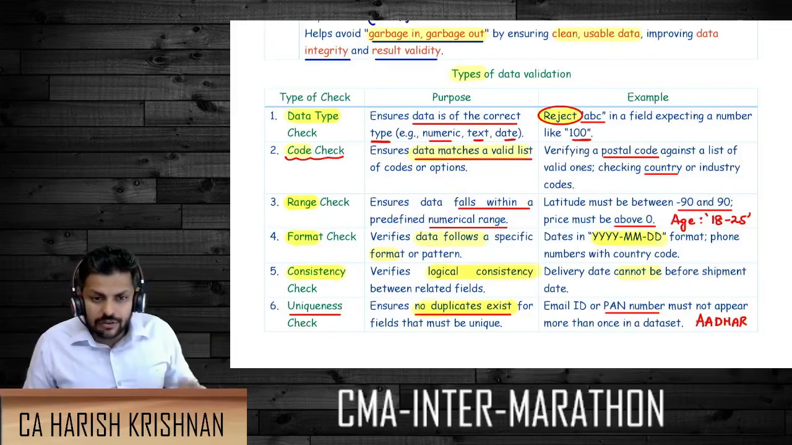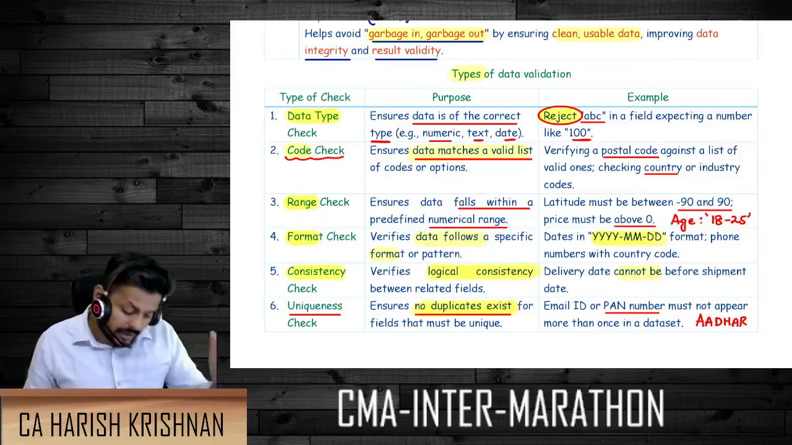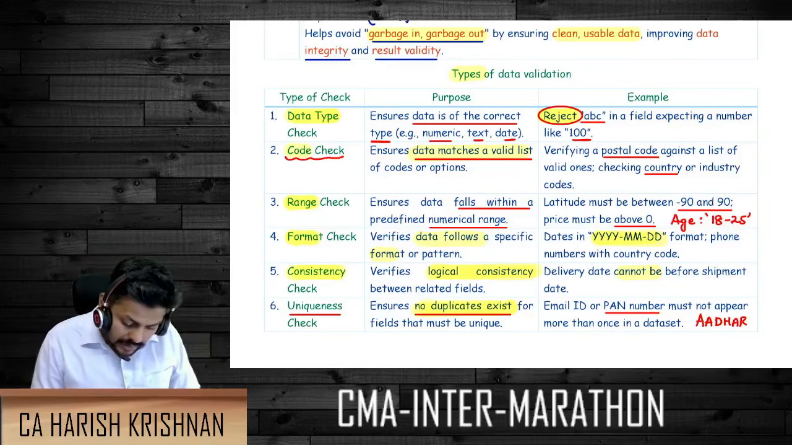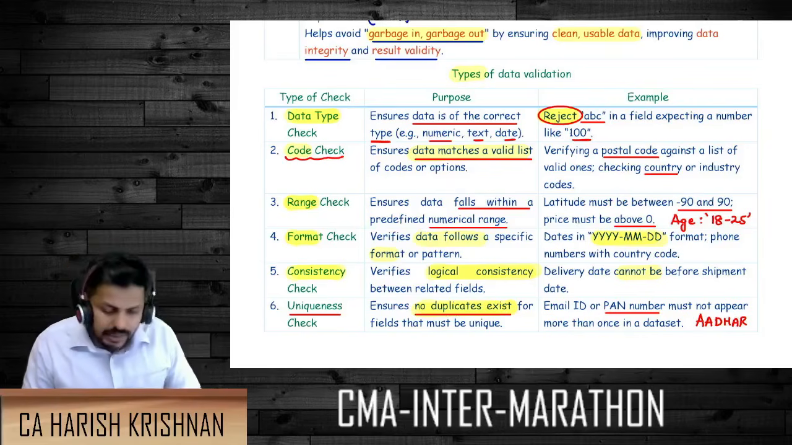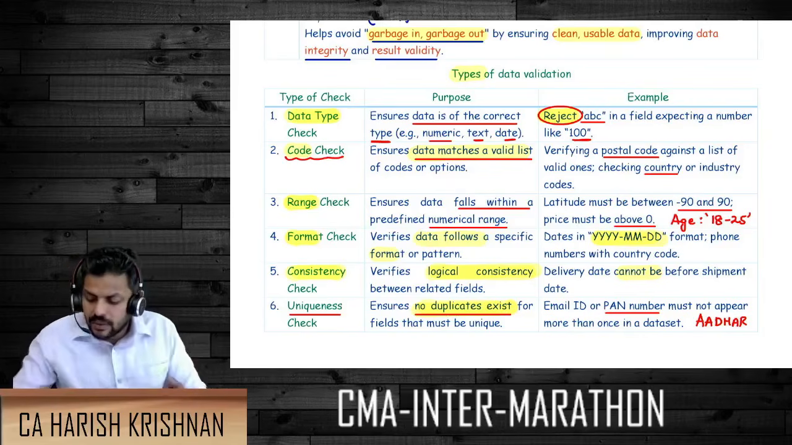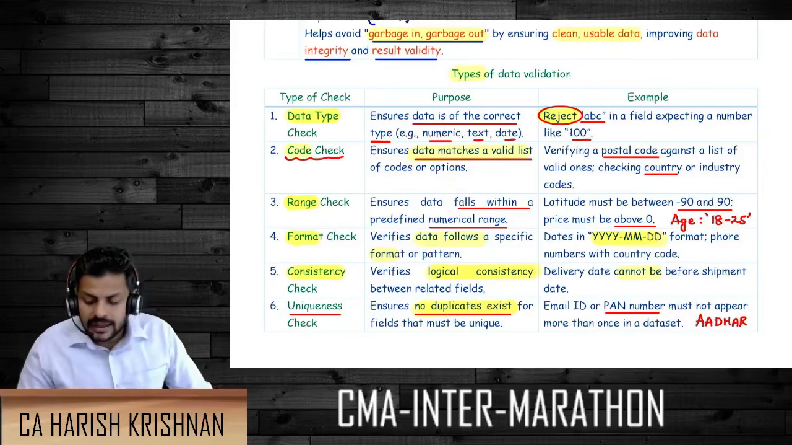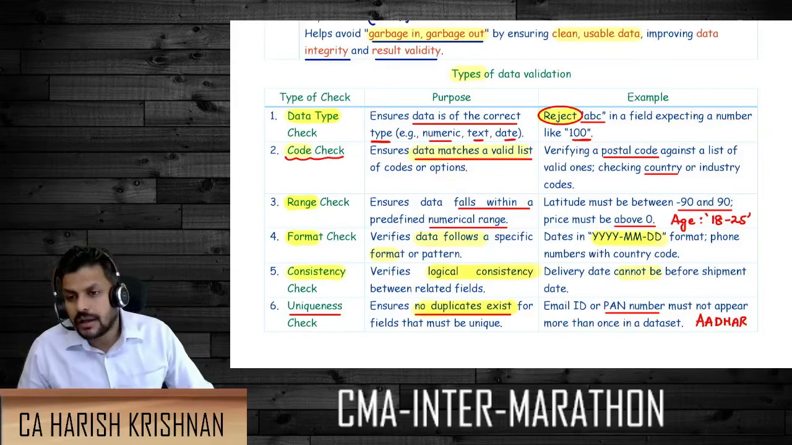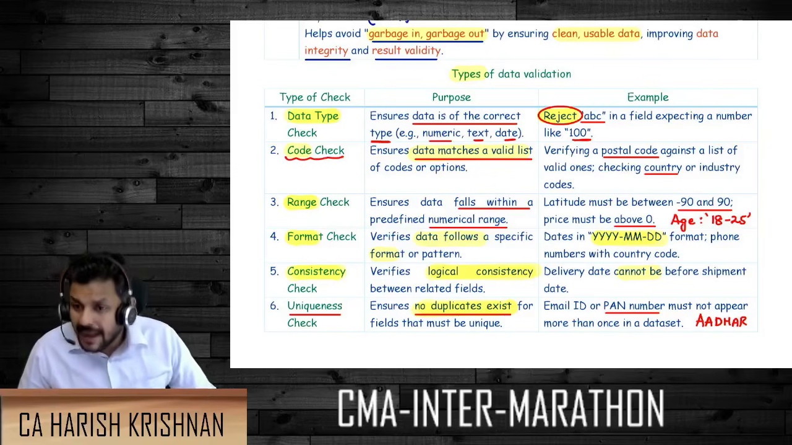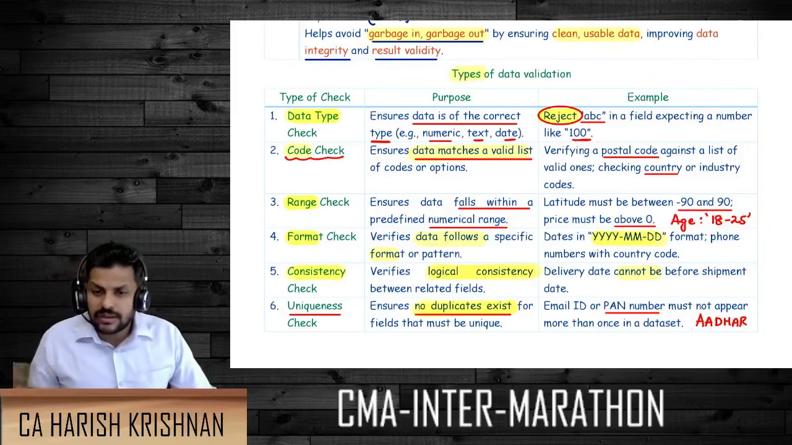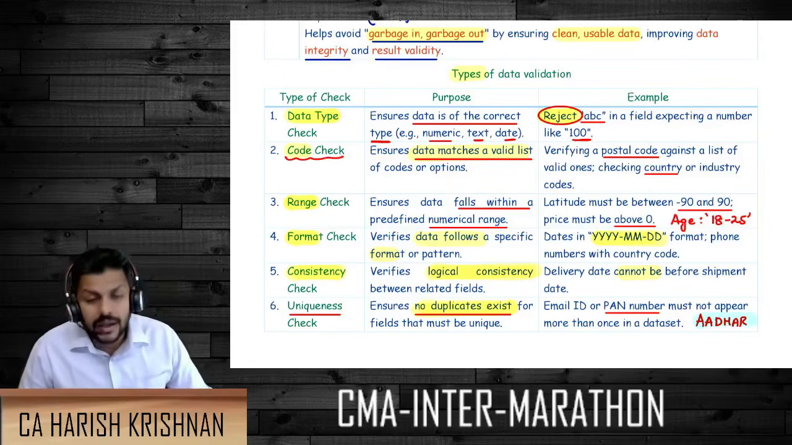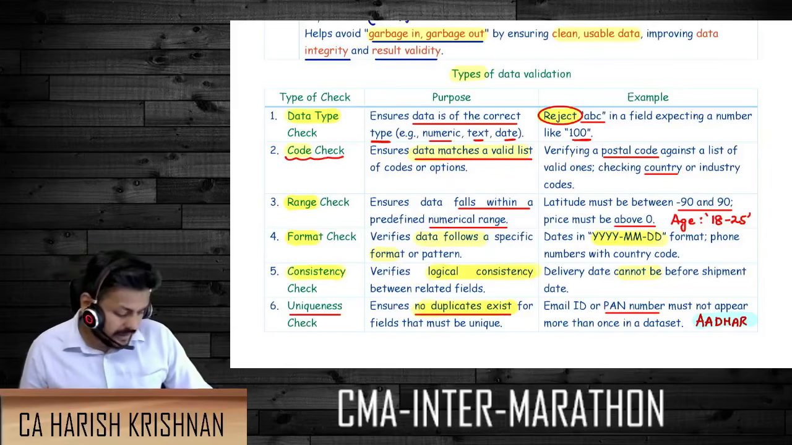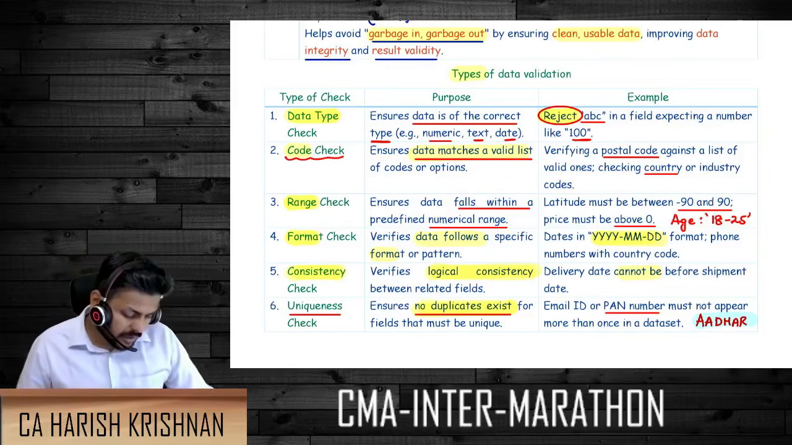Then consistency verifies the logical consistency, like a delivery date obviously cannot be before the shipment date, only after the shipment date. So whether everything is happening one after the other, is it consistent? And lastly, a uniqueness check to ensure that for phone numbers or PAN, Aadhaar, duplication does not exist. Aadhaar is the best example that I gave you. All these 6 checks are done to ensure whether the data is valid. So this is the story about all of this, right?